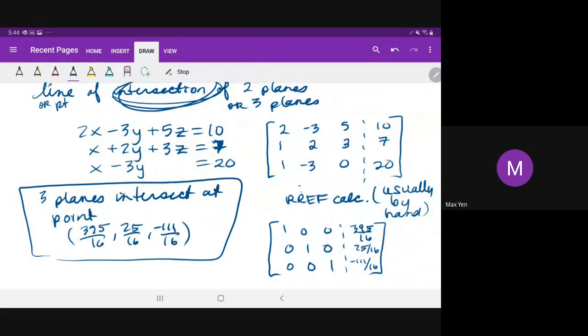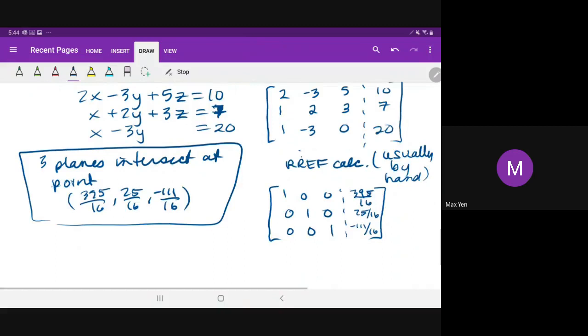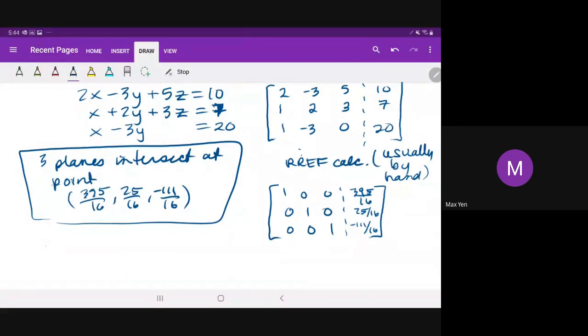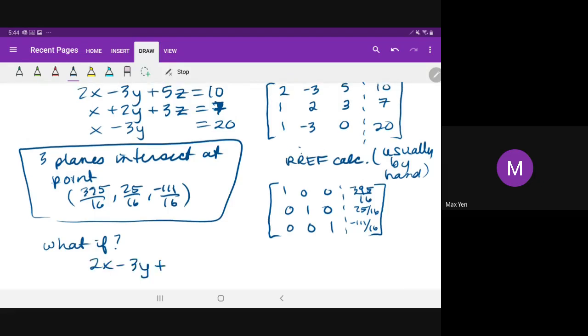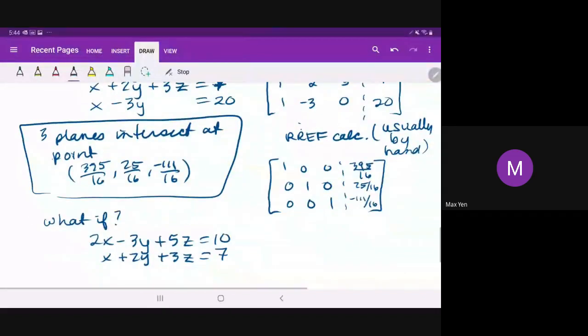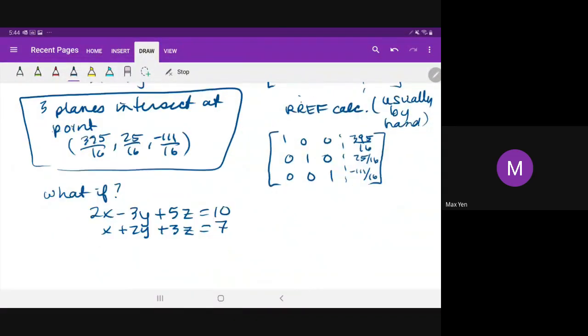Okay, and then let's just do a what if. What if there were only 2 planes? I think if I do 2, we don't have to type it all in again. So let's do just the top 2 rows. You can imagine doing this RF by hand, but I'm using the calculator. So what if it were 2?